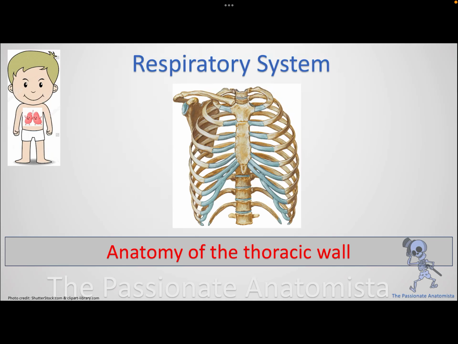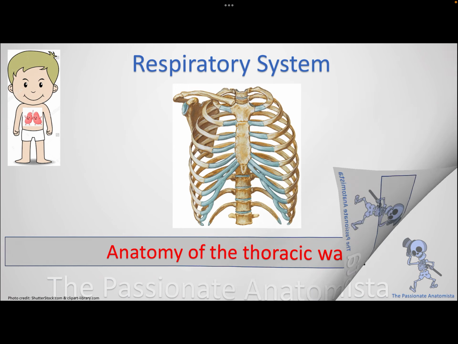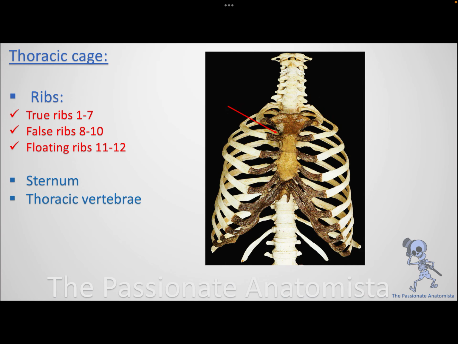Hi guys, in this video we're going to talk about the anatomy of the thoracic wall. Now, what is the thoracic wall? It's basically your thoracic cage. It's basically where your lungs and heart are well protected. It's formed of the ribs, your sternum, and posteriorly your thoracic vertebrae.